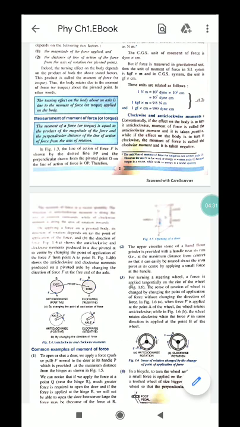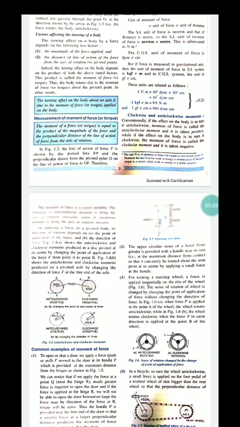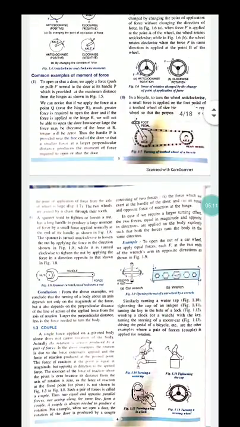Now, some applications of moment of force. Number 1, a long spanner is used to loosen a tight nut. Number 2, it is easier to open a door by applying force at the free end. Number 3, the hand flour grinder is provided with the handle near its rim. Next, a small child can balance a heavy person on a seesaw by sitting at a greater distance from the axis of rotation. And next, steering wheel and bicycle pedals. These are the examples of moments.